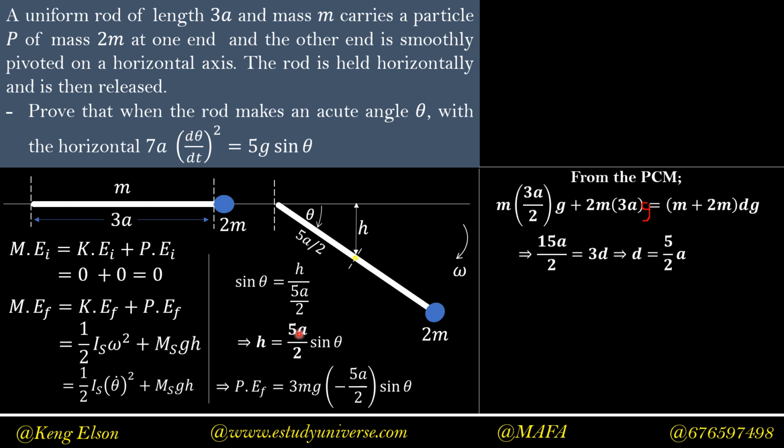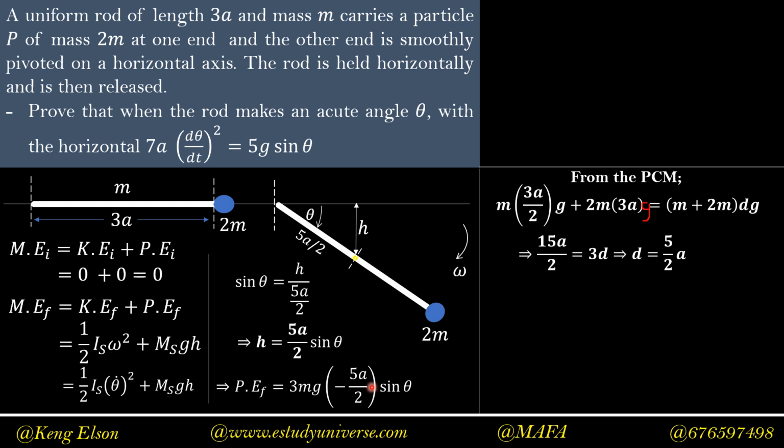The mass of the system is 3m, we saw it already, and my g is g. Now what about my h? It is 5/2 times sine theta. But this negative sign here is because h is basically a distance that is below the line of zero potential energy. So h is actually displacement, and displacement has magnitude and direction. So since it is below the line of zero potential energy, then we need to attach the negative sign to it. So this is my final potential energy.